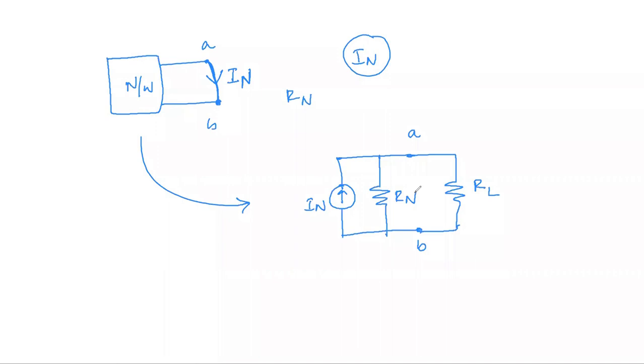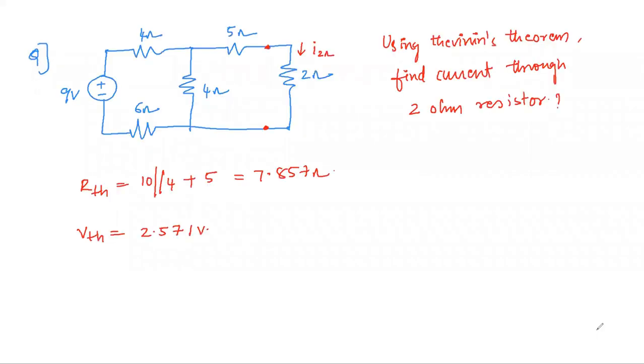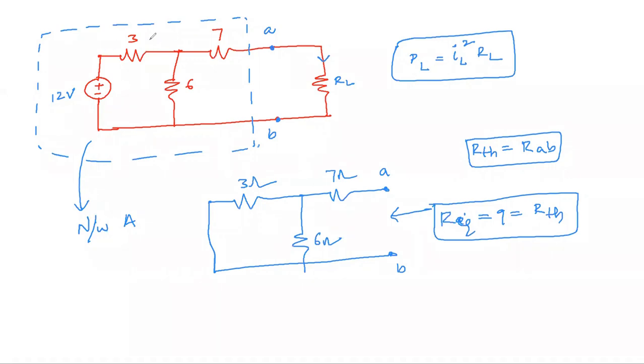I will give you one question. Please try to find the answer. The same question we did previously at the beginning of the class, but with a little change. What I will do is source transformation on this one. I'll transform this into a current source and resistance, and then I will find it.